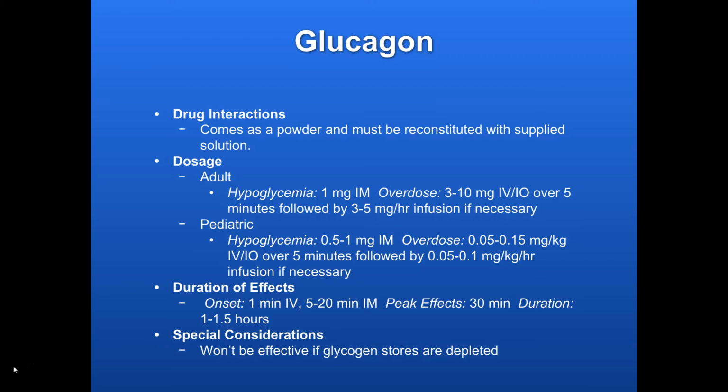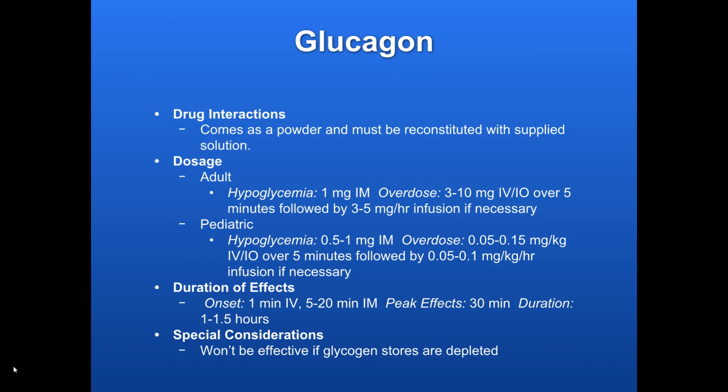Pediatrics, hypoglycemia 0.5 to 1 milligram IM, again in the muscle. Overdose 0.05 to 0.15 milligram per kilogram via IV or IO over 5 minutes, and then you can set them up on an infusion of 0.05 to 0.1 milligrams per kilogram per hour if you need to. And again, at that higher dose for the overdose, you're trying to increase the heart rate and all that good stuff.